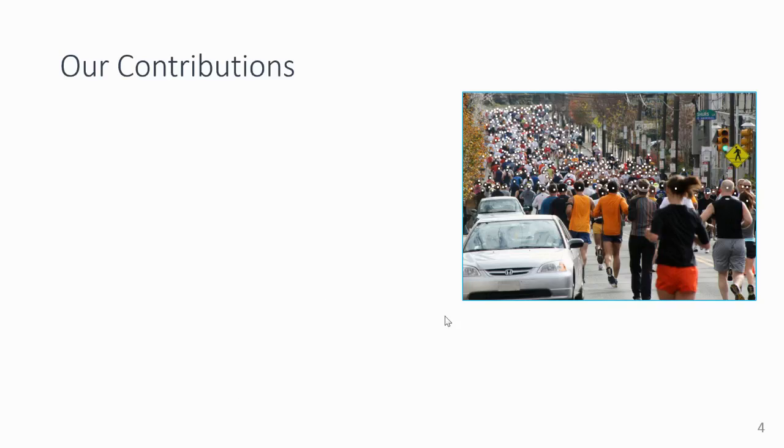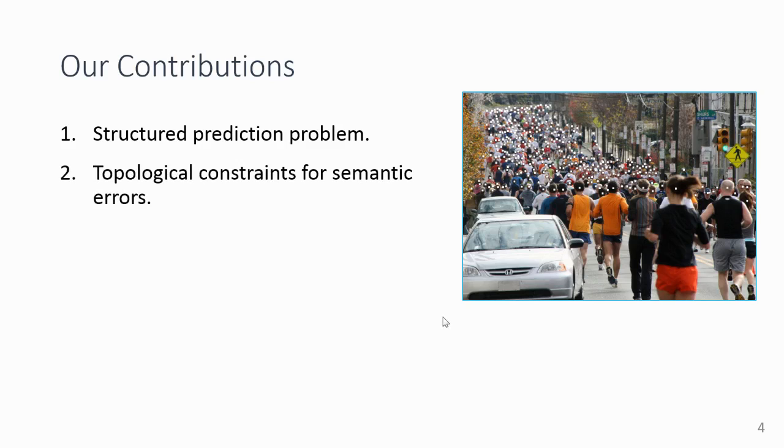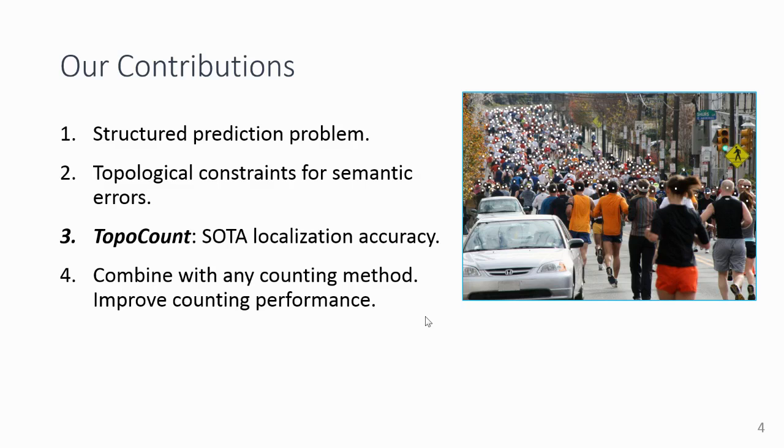In this work, we try to address these challenges. Our contributions are as follows. We formulate crowd localization as a structured prediction problem. We introduce topological constraints in order to solve explicitly the possible semantic errors. We show that our proposed model, TopoCount, achieves state-of-the-art localization accuracy. We show that it complements well counting specific methods and can be easily integrated to improve their counting performance.